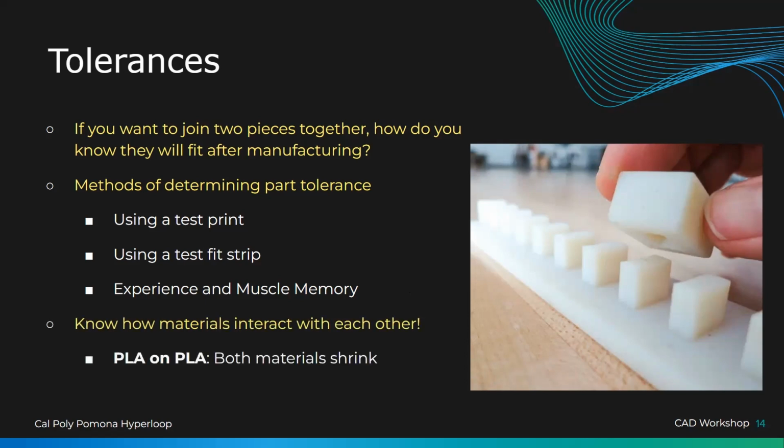And yeah, know how materials interact with each other. With PLA and metal, both materials will shrink because of that coefficient of thermal expansion. But the point here is that if you have a screw or something, that's not going to shrink because it's already cast. So if you have an existing metal part, the PLA is going to be the one that you have to adjust.